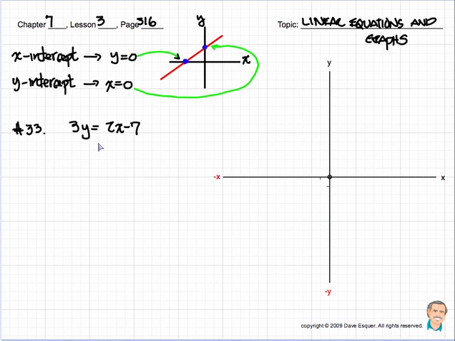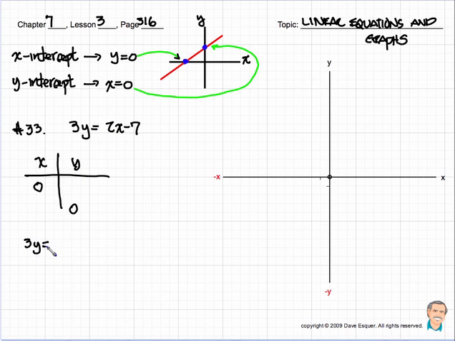Let's try another problem. Number 33, 3y is equal to 2x minus 7. Again, we're going to use y equals 0, x equals 0. So we'll make our little t-chart, x and y. Let's back up. x will be 0 and y will be 0. So let's try this one first.